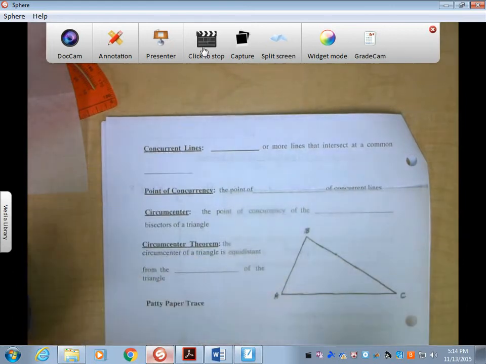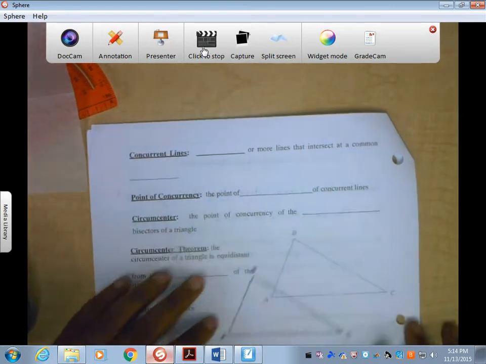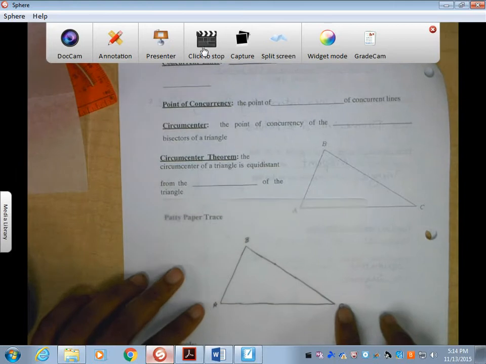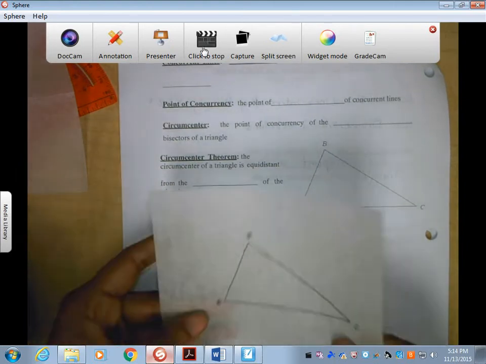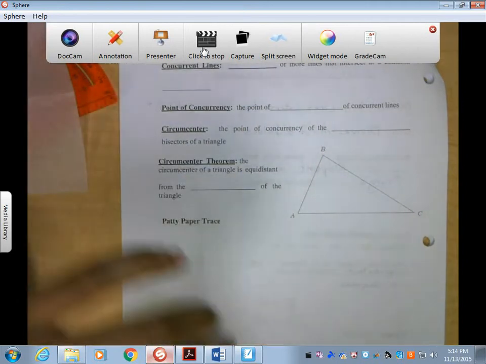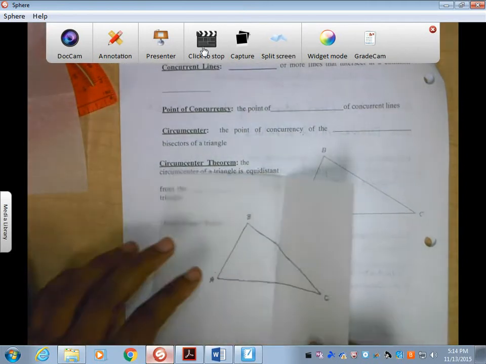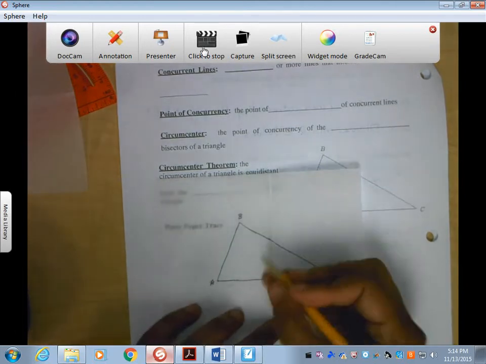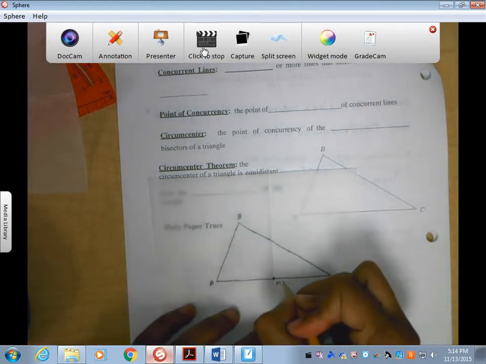So I can do that just by folding the patty paper. Because this is patty paper trace over here, I'm going to fold C to A, make them coincide, create the midpoint, create the crease. I can see that right there is the midpoint. I'm going to make that M.